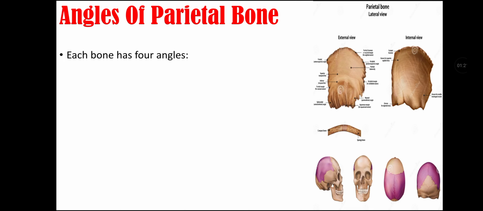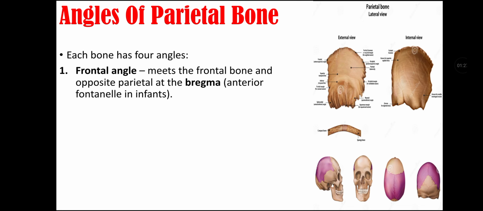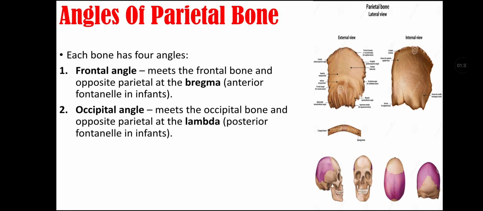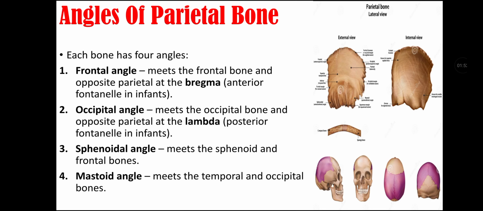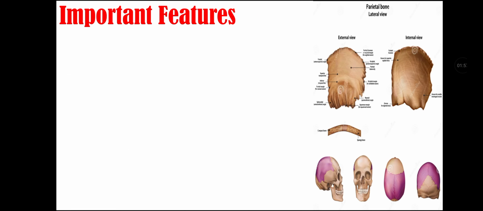Angles of parietal bone. Each parietal bone has four angles as it is quadrilateral in shape. First is frontal angle that meets the frontal bone and opposite parietal bone at the point of bregma, that is the point of anterior fontanelle in the infants. Second angle is occipital angle that meets the occipital bone and the opposite parietal bone at the point of lambda, that is the posterior fontanelle point in the infants. Third angle is sphenoidal angle that meets the sphenoid and frontal bone, and fourth angle is mastoid angle that meets the temporal and occipital bone.